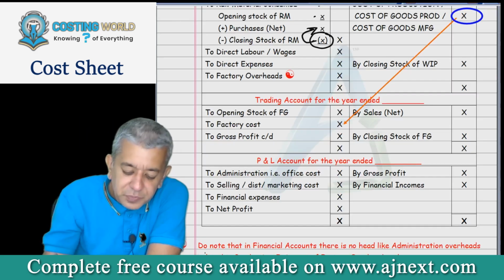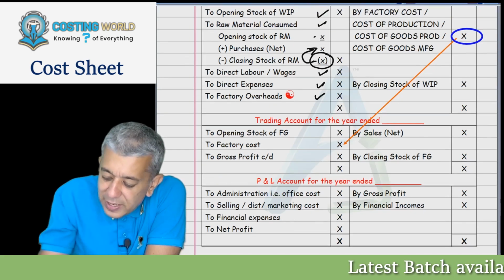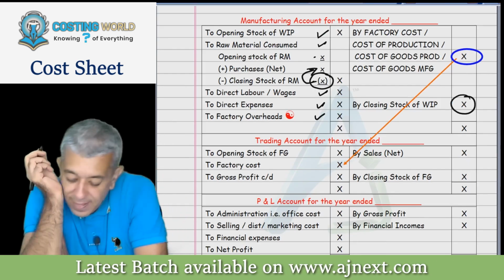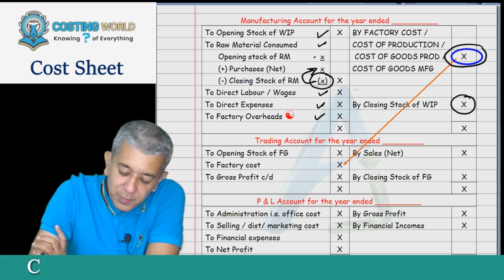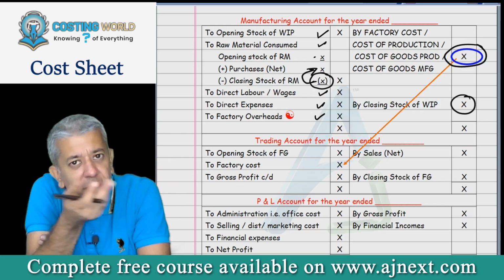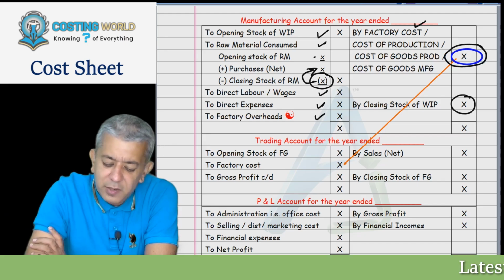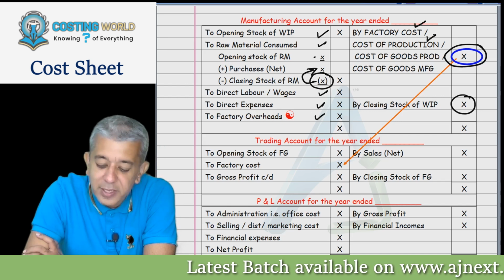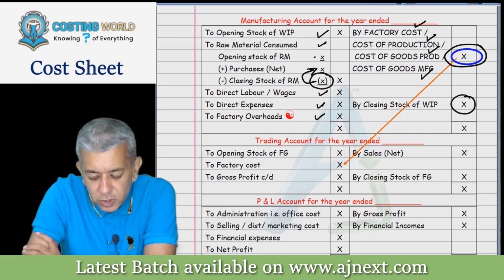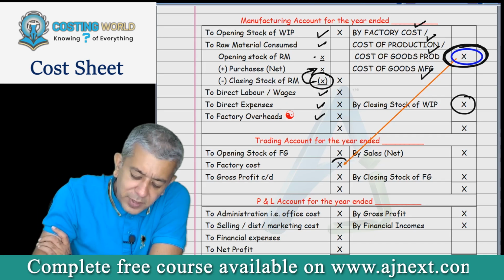Second. Now see. Direct labor, direct expenses, factory overheads. On the credit side comes closing stock of WIP. Correct? Now there is one balancing figure over here. From 11th standard, you might have called it by different names. I don't have love for any name, I'll tell you all the names. Some people call this figure factory cost, some call it cost of production, some cost of goods produced, some cost of goods manufactured. Whatever it is, this is a balancing figure. This figure will be coming in your trading account.